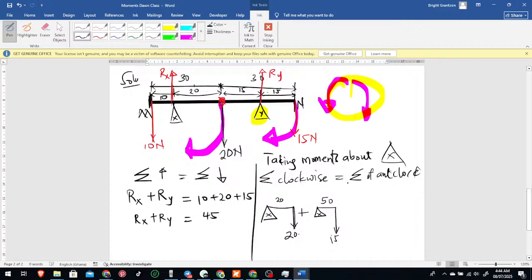So as I was saying, the sum of clockwise moments equals the sum of anti-clockwise moments. Now these are the clockwise movements, the purple ones. If y is absent, these forces will pull the beam downwards in a clockwise direction. Now let's look for the anti-clockwise direction.